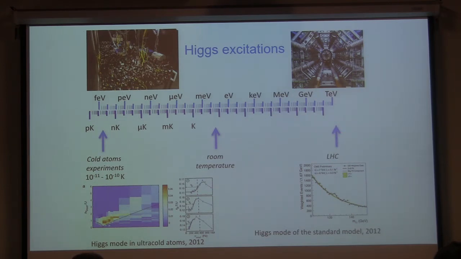But actually within 1 week of the famous press conference at CERN, a paper came out by Emmanuel and collaborators where they also observed a Higgs excitation in ultra-cold atoms. And in this case, to see the Higgs excitation, they had to do measurements at energies which are 12 orders of magnitude smaller than room temperature. So we're talking about energies which differ by 24 orders of magnitude, but we have this universal underlying physics which manifests in a very similar way.